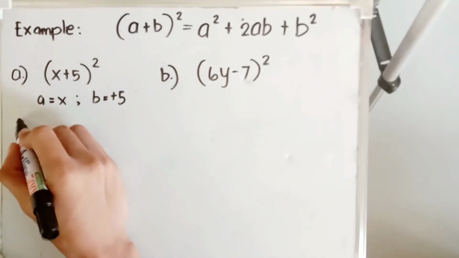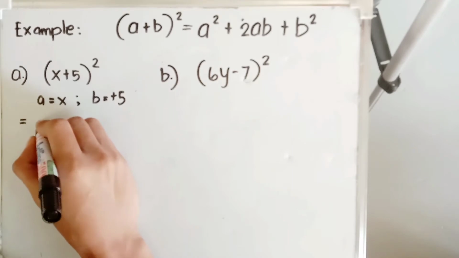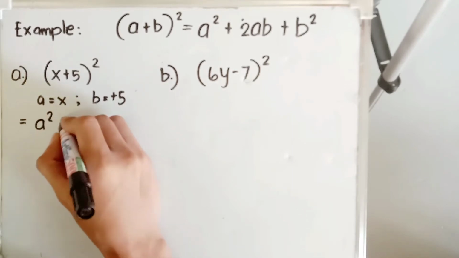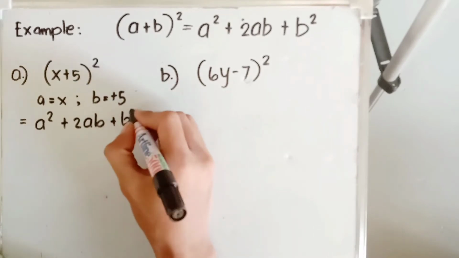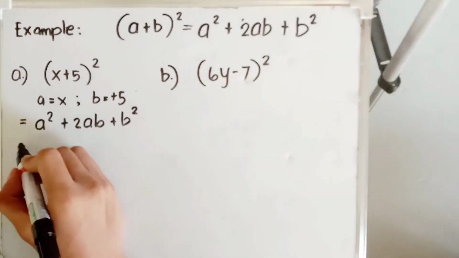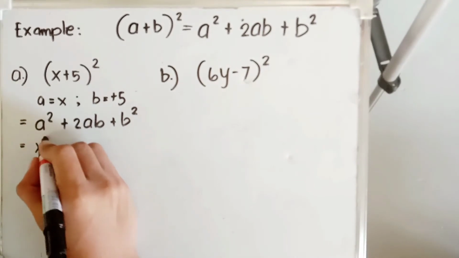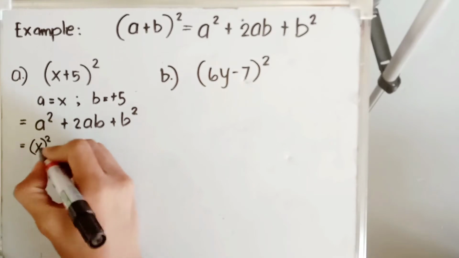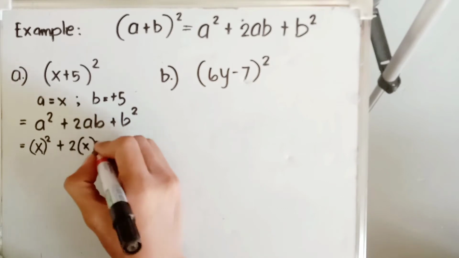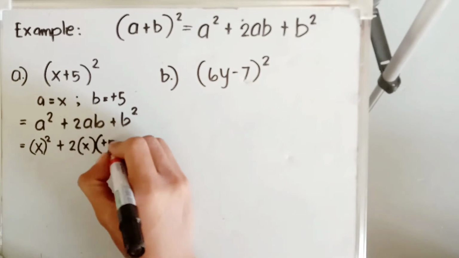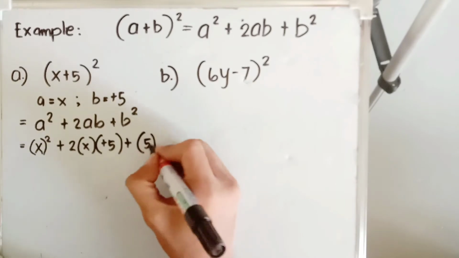After finding A and B, we are now going to substitute these values into a squared plus 2ab plus b squared. So substitute it. What is the value of your A? Your A is equal to x, so x to the power of 2 plus 2 times your A, which is x, your B, which is positive 5, plus the square of positive 5.